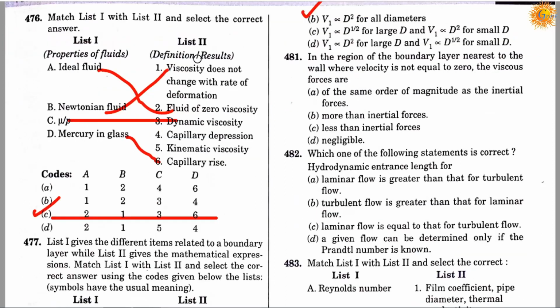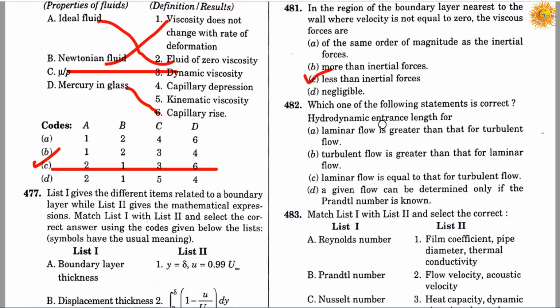Okay, question number 481. In the region of the boundary layer nearest to the wall where the velocity is not equal to 0, the viscous forces are: option A, of the same order of magnitude as the inertial forces; option B, more than inertial forces; option C, less than inertial forces; and option D, negligible. So the correct answer is C, it will be less than the inertial forces.